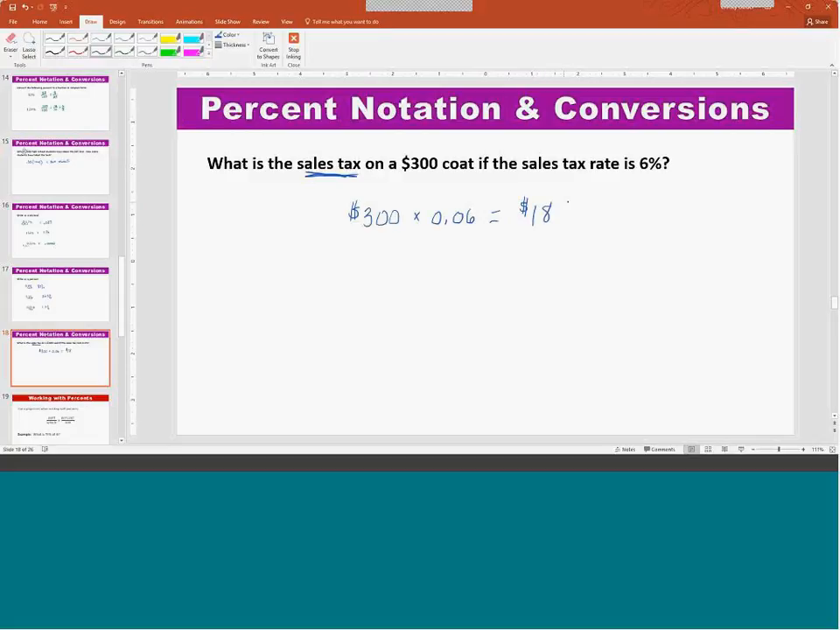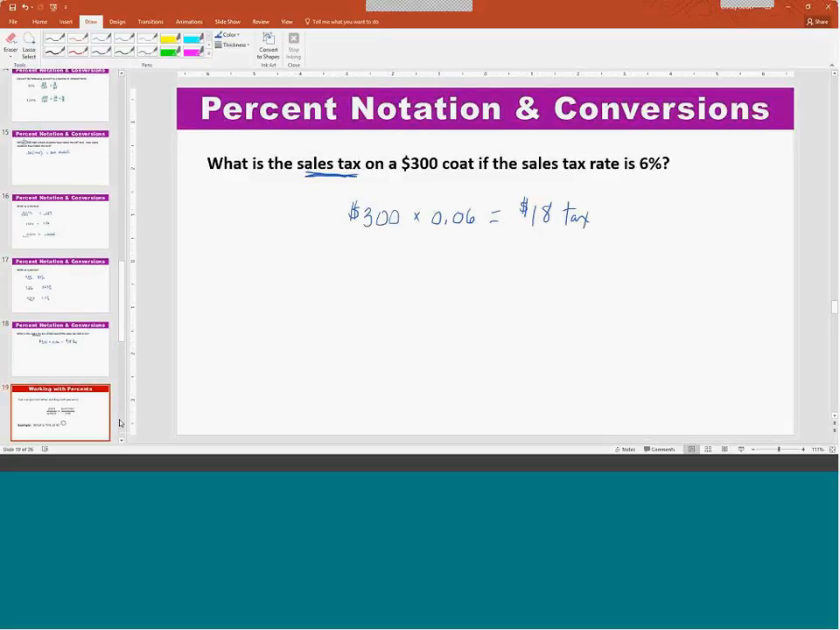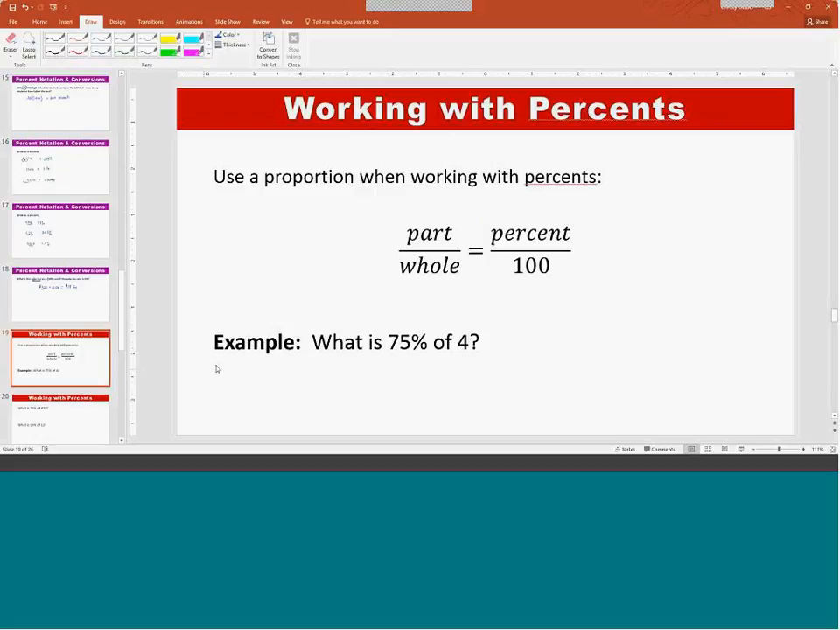$8. And that's what we're going to pay in tax. So we'd pay $300 plus $18, or $318 total. All right, working with percents.